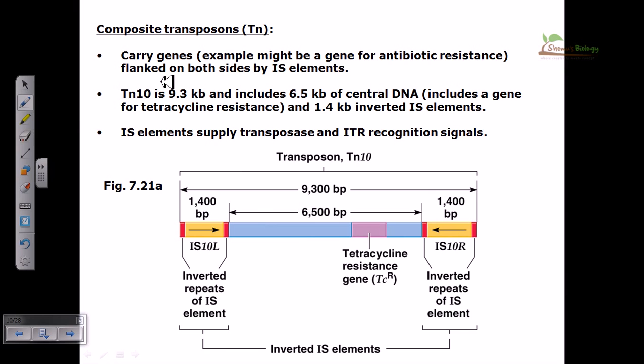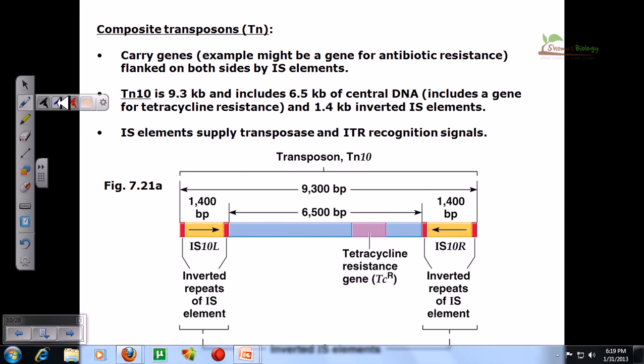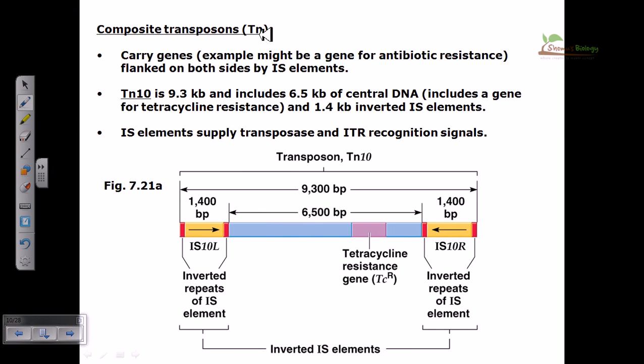Welcome back, friends. In this video tutorial we will be talking about the difficult or complex type of transposable elements, which are called the composite transposons. What we have seen in the previous case is about the IS elements, or insertion sequence elements. For making an insertion sequence element we must have two things.